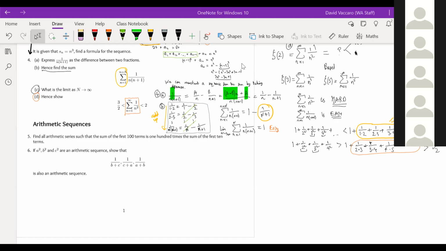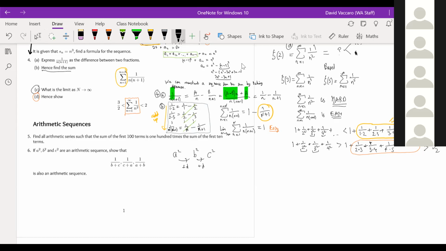So it says, if a squared, b squared, and c squared are an arithmetic sequence, show that 1 over b plus c, 1 over c plus a, and 1 over a plus b is also an arithmetic sequence. So what does it mean to be an arithmetic sequence? Well, it means we're going up by the same amount each time. So we're going up by d each time.